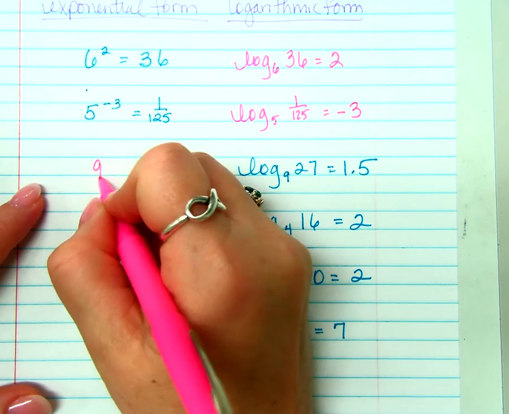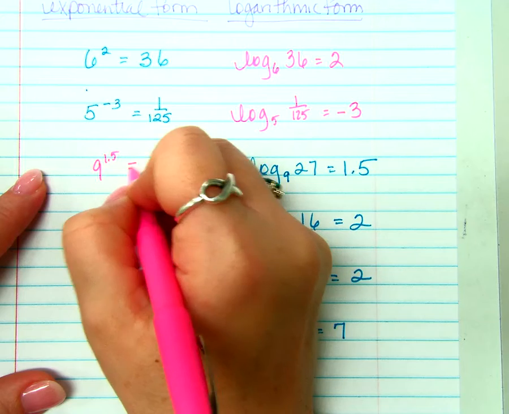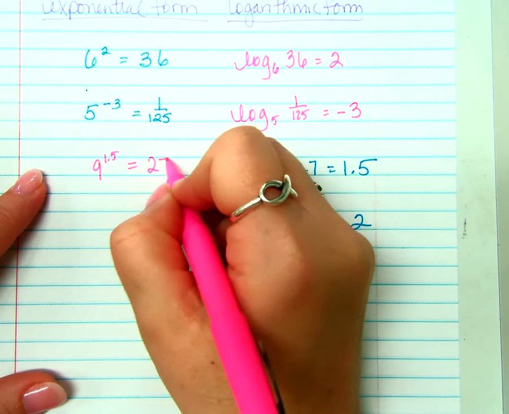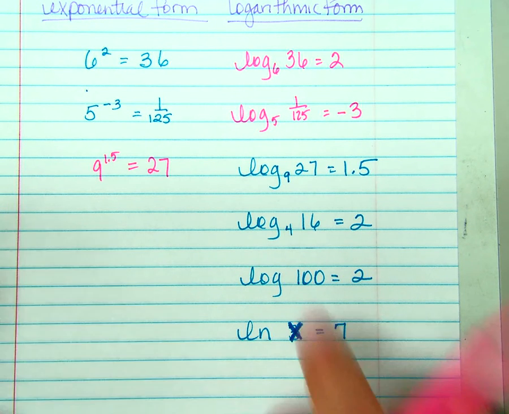9 to the 1.5 power equals 27. Wait, does 9 to the 1.5 power really equal 27? It really does? How do you know that? So you put it in your calculator and you checked it? Okay. What about this one?